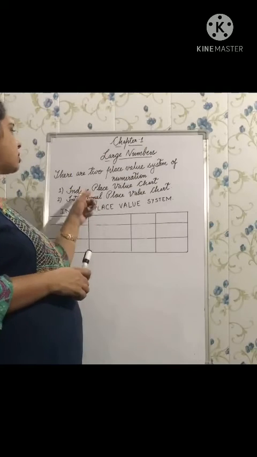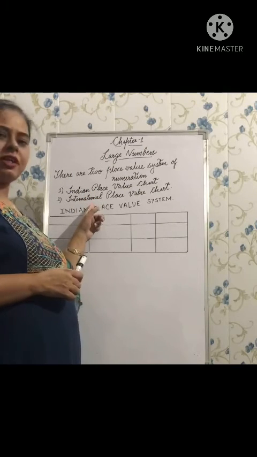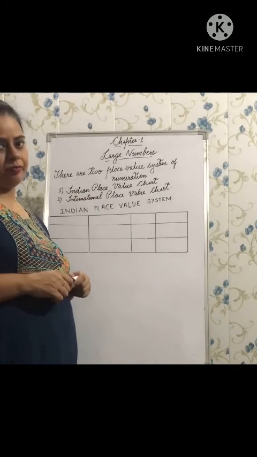Dear children. Welcome to the mathematics class. Today we are going to do a new chapter, large numbers. As we know, there are two place value systems of numeration. One is the Indian place value system and the other is the international place value system.